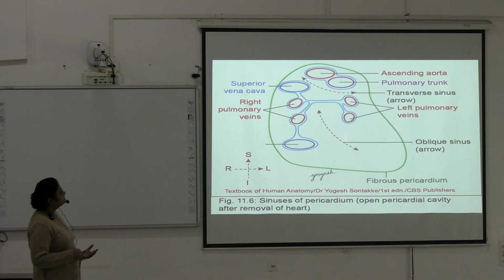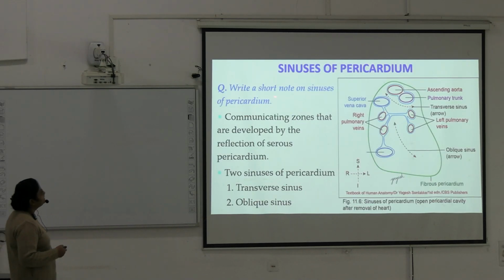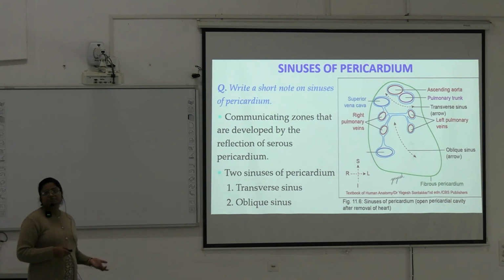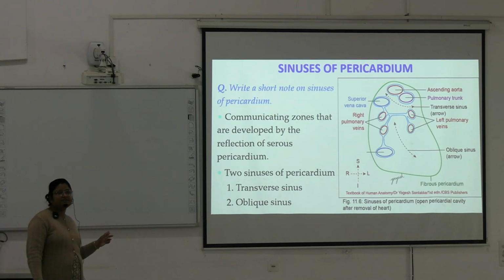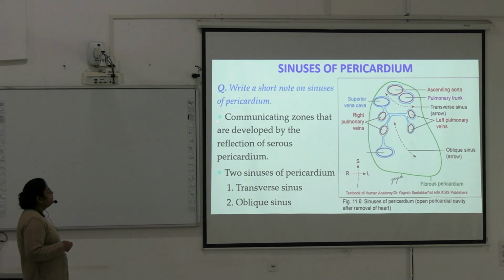So this schematic diagram you practice for the two sinuses. This is the location of the transverse sinus. Here is the location of the oblique sinus. So sinuses of pericardium can come as a short note, or an individual sinus can also come as a short note, transverse sinus or oblique sinus. Sinuses are communicating zones that are developed by the reflection of the serous pericardium. Two sinuses of pericardium are present, transverse sinus and oblique sinus. Here is the transverse sinus, this is the oblique sinus.